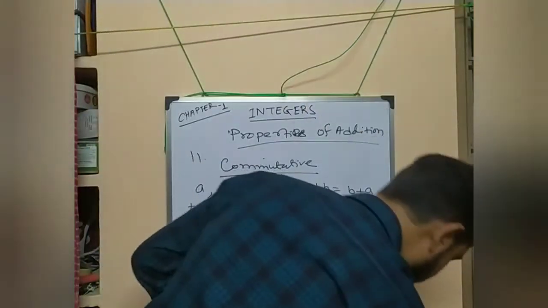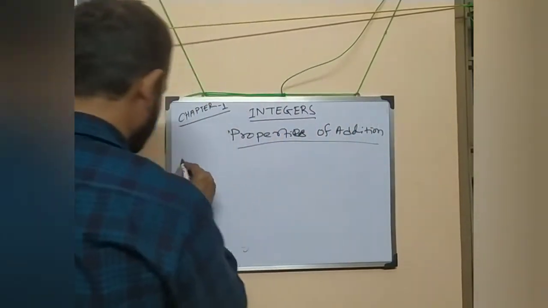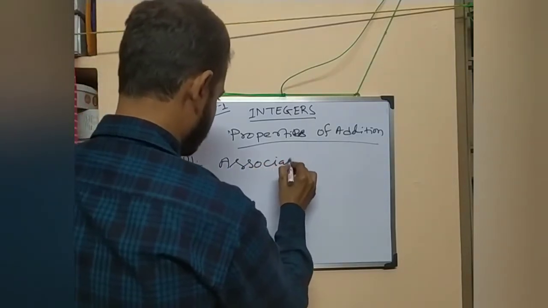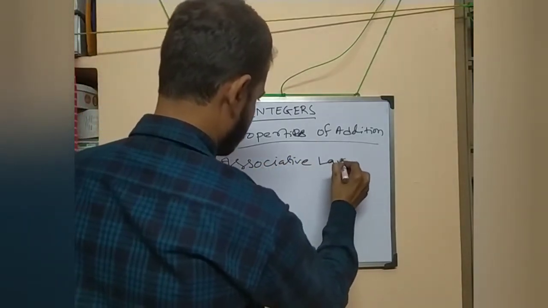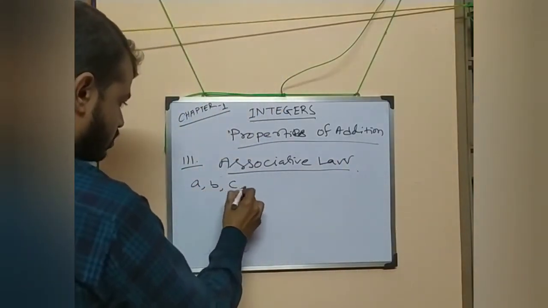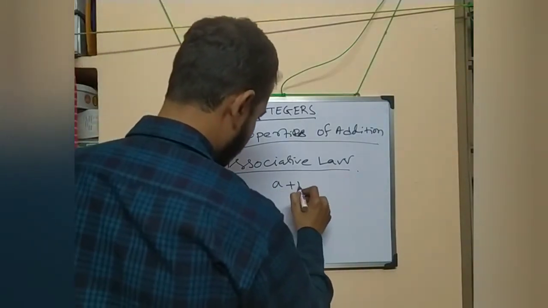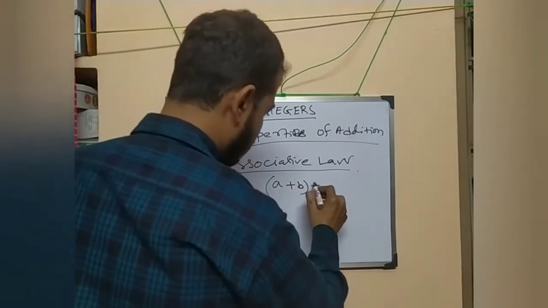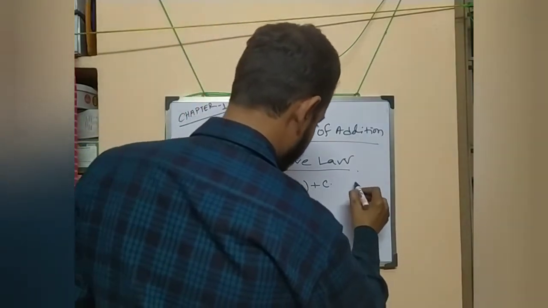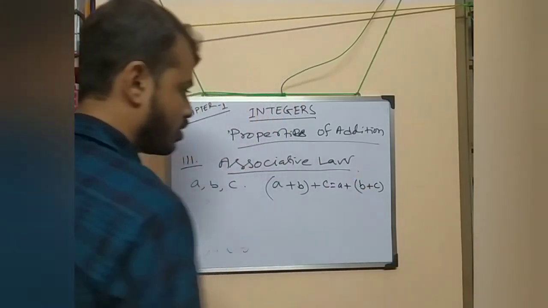Associative law of addition. Which is associative law? Law number 3, associative. If we take 3 integers a, b, c, any 3 integers, then we add first any 2 integers a plus b, and last we add c, and if we add b plus c first and then we add a, this is also equal.